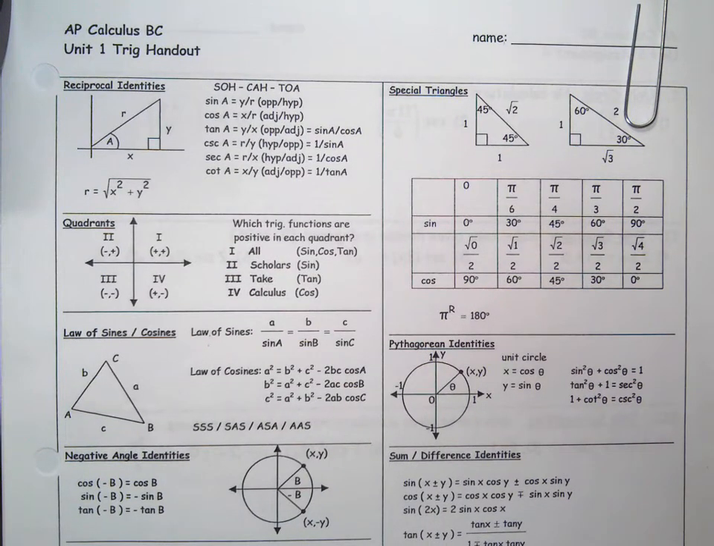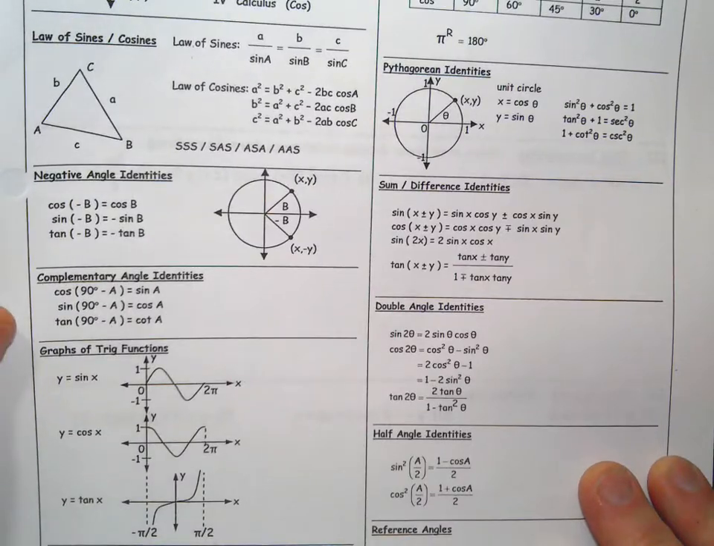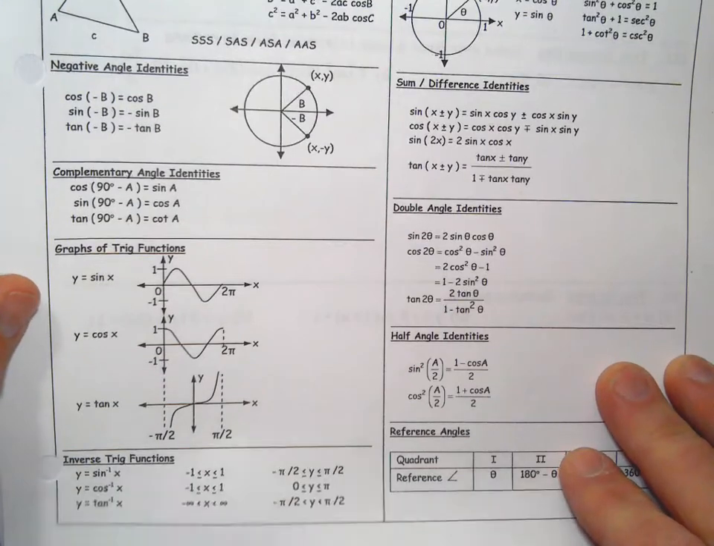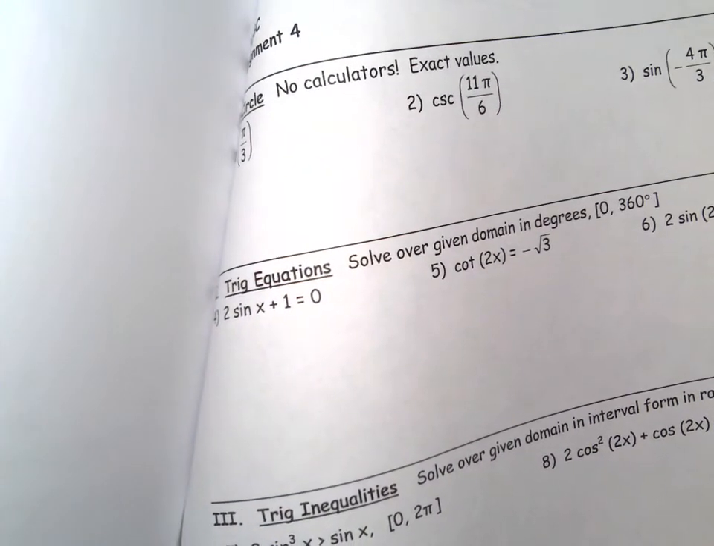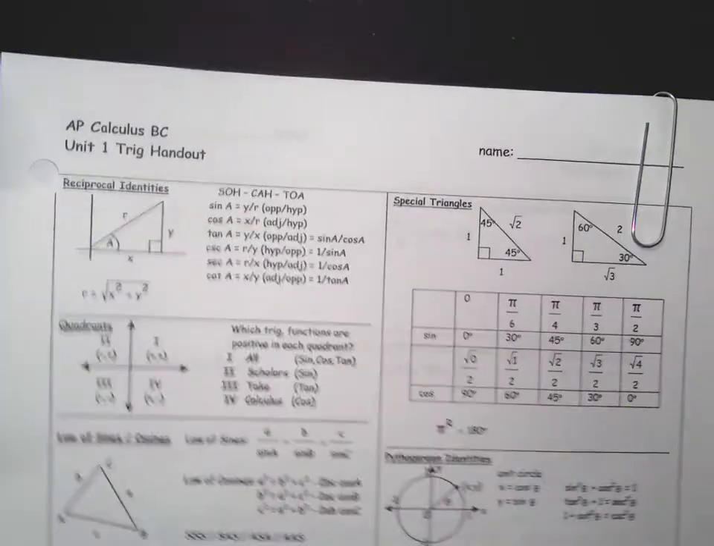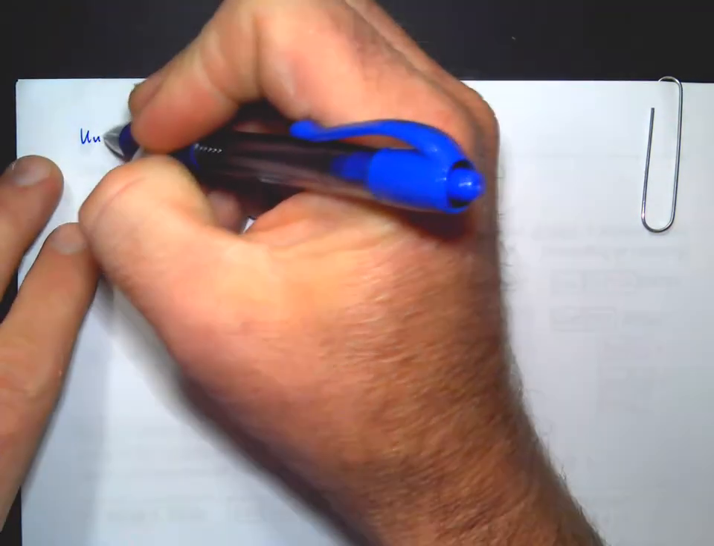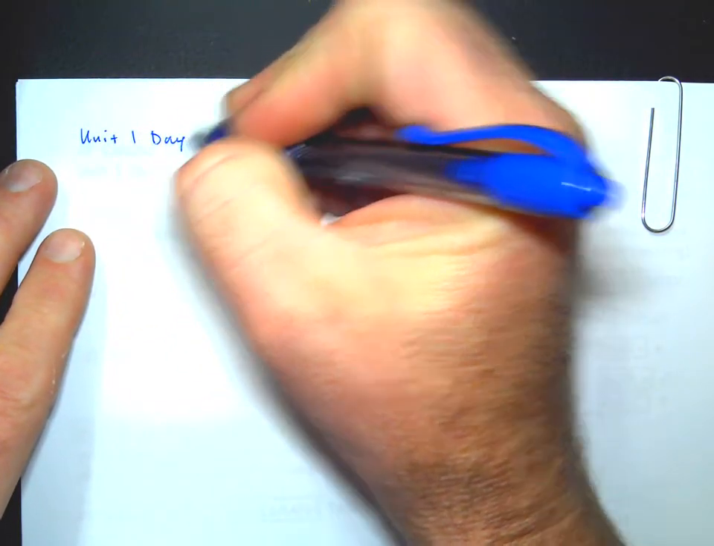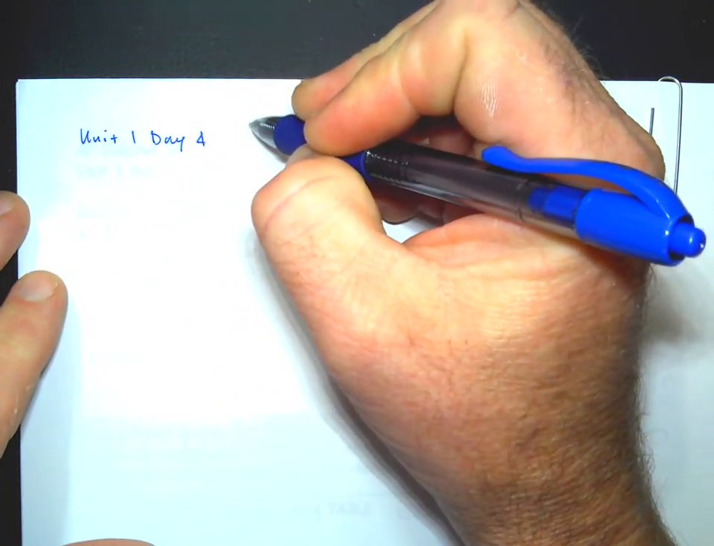Okay, so this is a handout with a bunch of trig stuff on it that could be helpful as we're doing trig. Probably won't use a lot of it, but it's a very thorough one sheet. And the back, I think, should have your homework for today. So we've already been doing some trig, but today's notes we're going to do on a separate sheet of paper. So this is Unit 1, Day 4, and it's going to be all about trig.